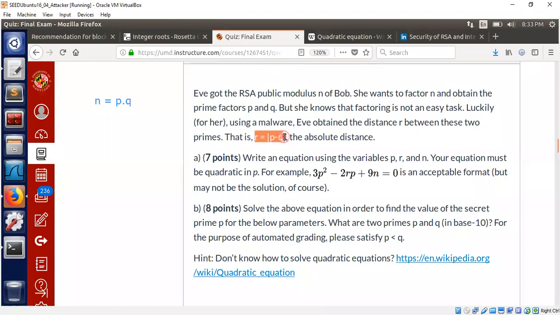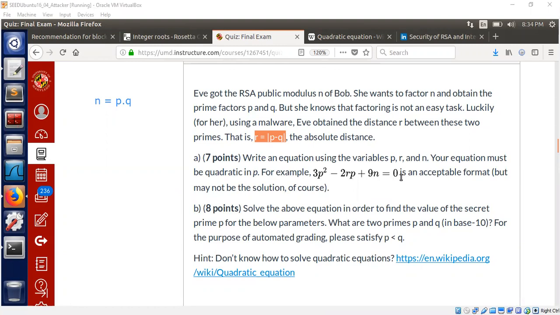See here, r is p minus q. That means the absolute distance between p and q is r. So we are given that. All right, what is the problem now? The problem is to write an equation using variables p, r, and n in this particular format. For example, 3p square minus 2rp plus 9n equal to 0. How do we do that?